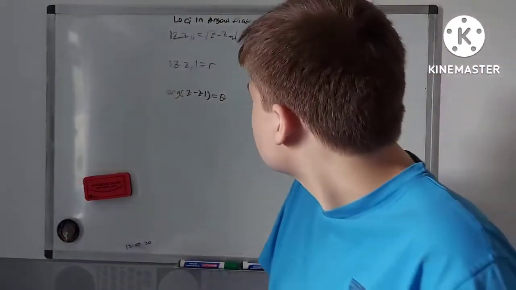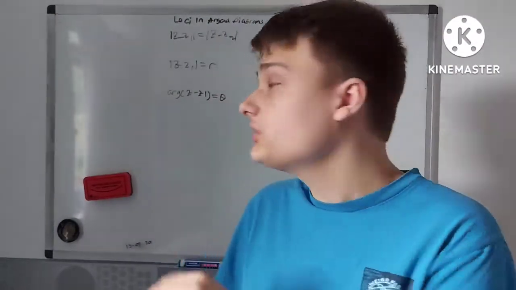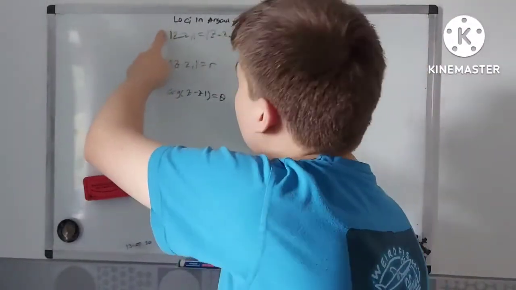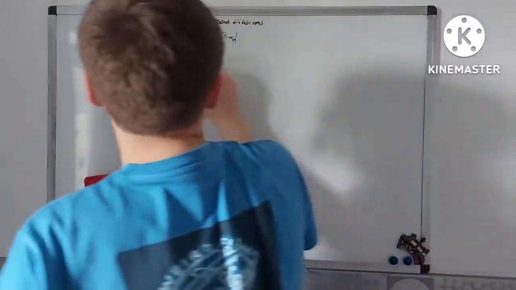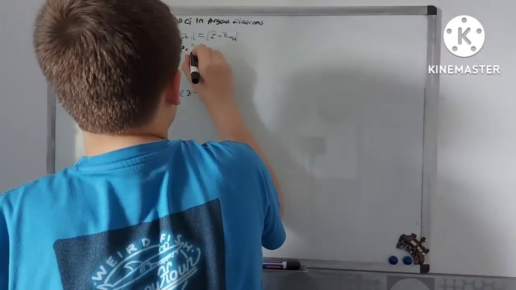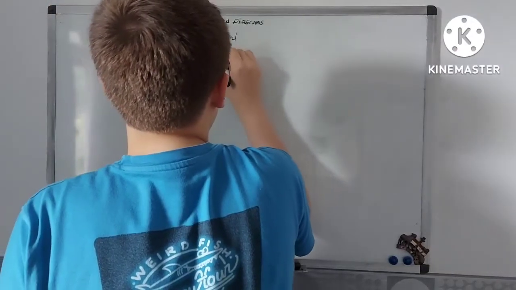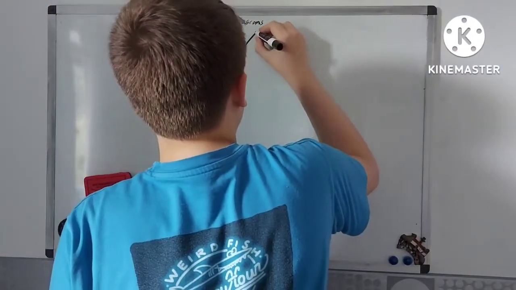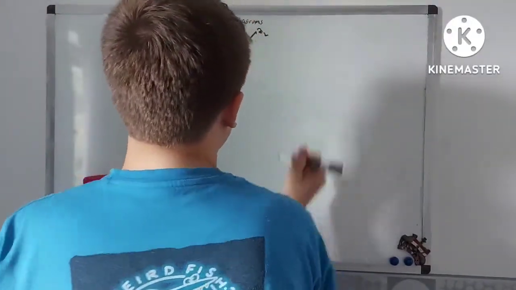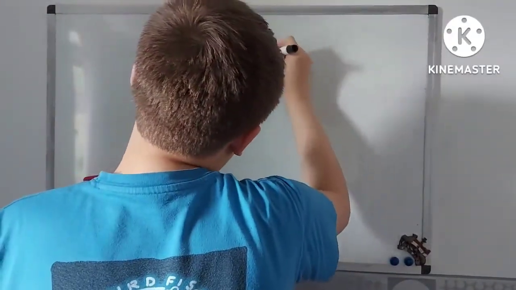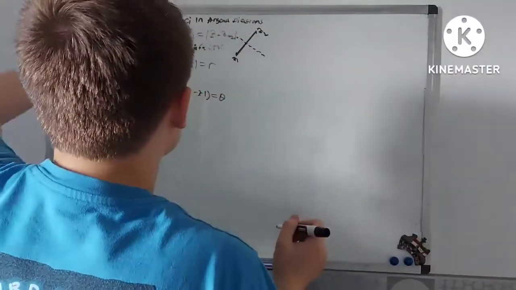Alright. So, now we're looking at the Argand diagram and the loci. So, loci in an Argand diagram, if I've got modulus of z minus z1 is equal to modulus of z minus z2, what this is, as you should know, is a perpendicular bisector. If I have z1 and z2, the perpendicular bisector is something that cuts it like that.